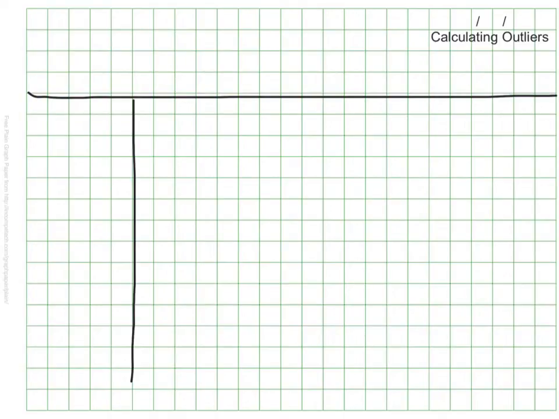This video is for those who are looking for a bit of an extension. I already have my page set up and my date in the top right corner. The topic is also listed here, and it is calculating outliers. The essential question for this video is, how do I calculate a statistical outlier mathematically?